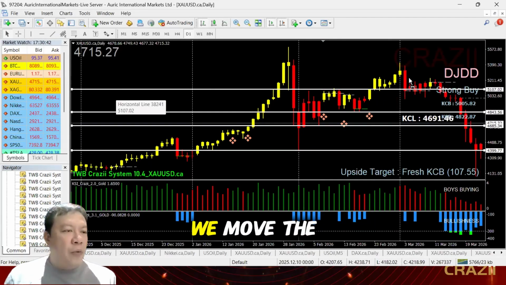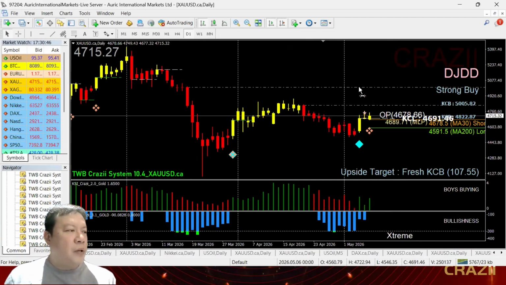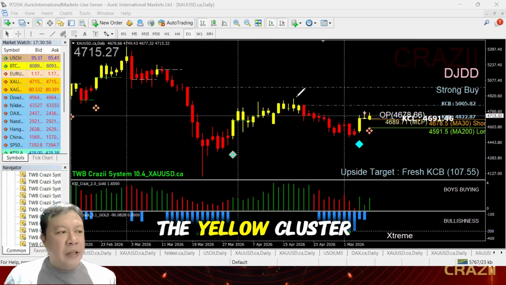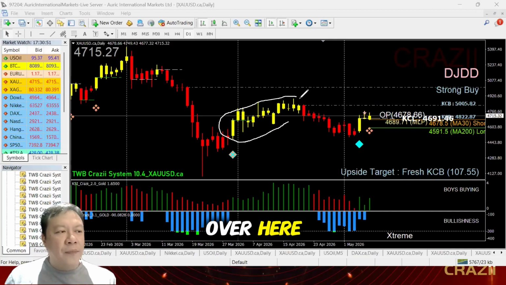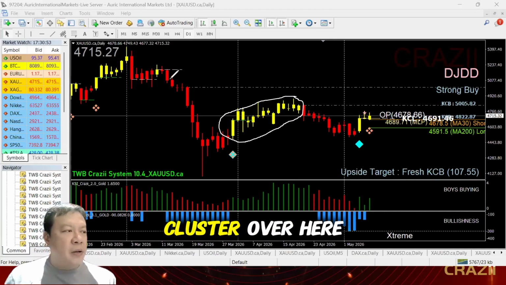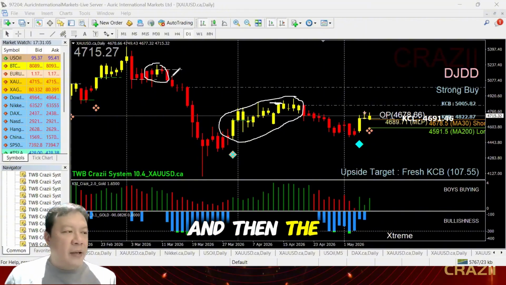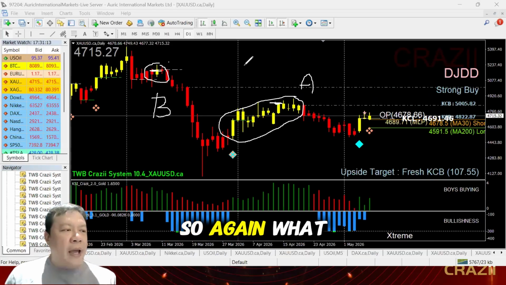Okay, so now we move the tape forward. What do you see again? This time round, the yellow cluster over here versus this yellow cluster over here, right? The highest closing of the yellow cluster belongs to this guy here. Can you see that? And if this is A, for example, and this is B, the B highest closing is over here. Agree? So again, what do we have?